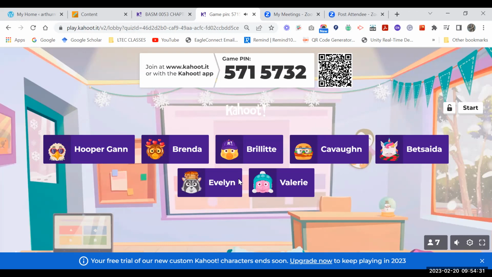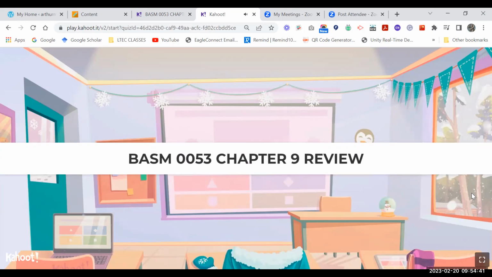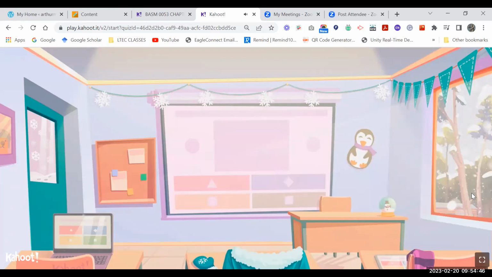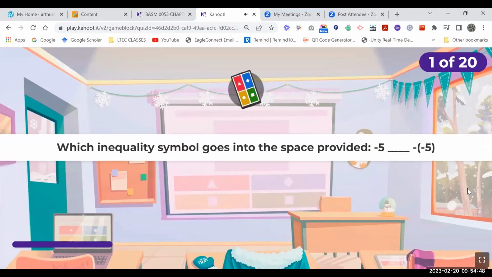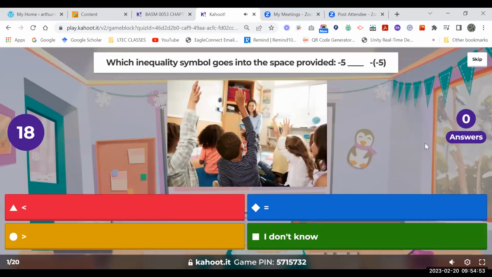2, 4, 6, 7, 2. All right, that's ready to go. Okay. Oh, the chapter 9 says, is that what it is? Which inequality symbol goes there? Why is there an I don't know? Because I'd rather you be honest than guess.